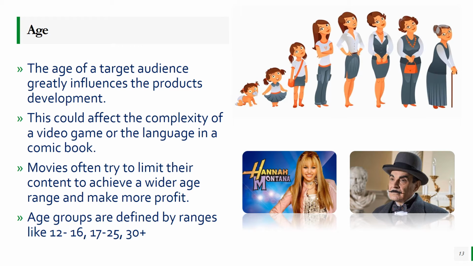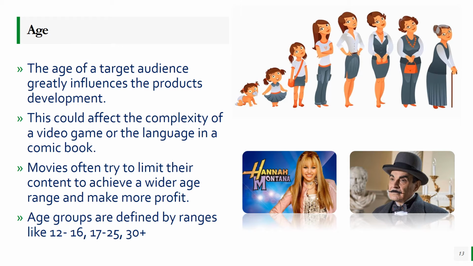The age of a target audience is going to massively influence the product. It could affect how complex to make a game or an app. It could be how difficult to make the language used in a comic book or in a story. The age can often control how much violence, how much sex, how much blood, how much adult themes like sex and nudity are included in a film or a TV show.